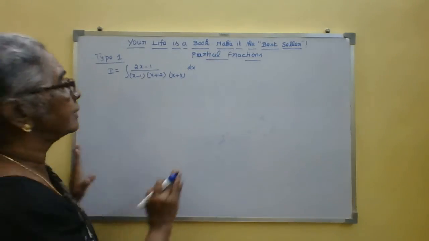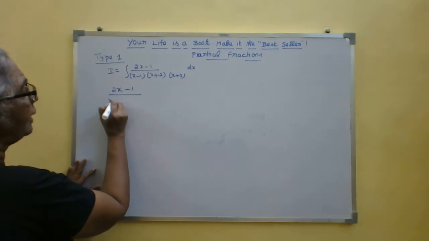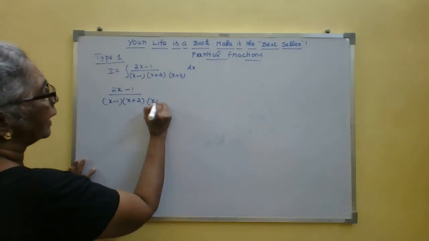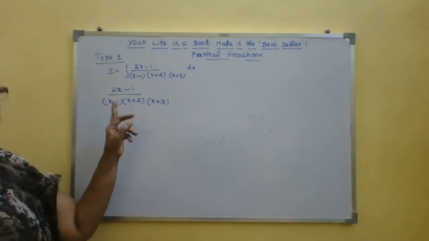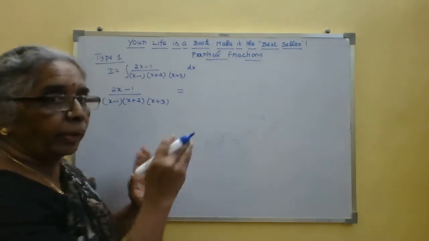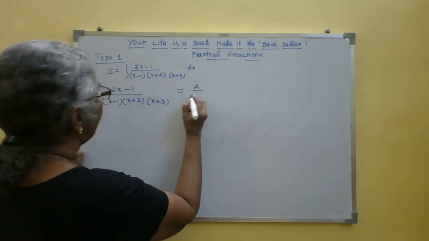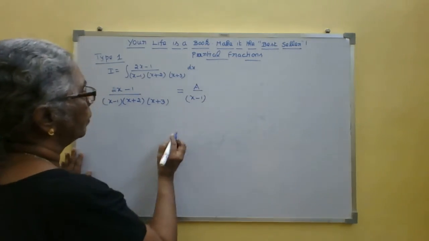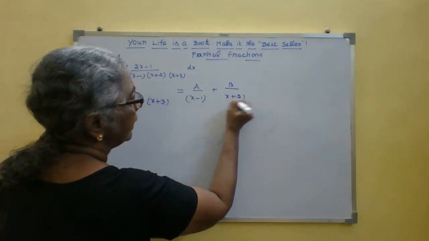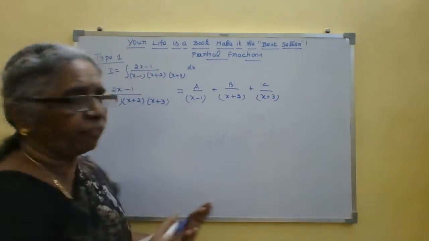So, I have considered this sum. Now, let me write the integrand here. That is (2x - 1) by (x - 1)(x + 2)(x + 3). Now, I am going to use the concept of partial fraction. I will write this as A by the first linear, plus B by the second linear, plus C by the third linear factor.